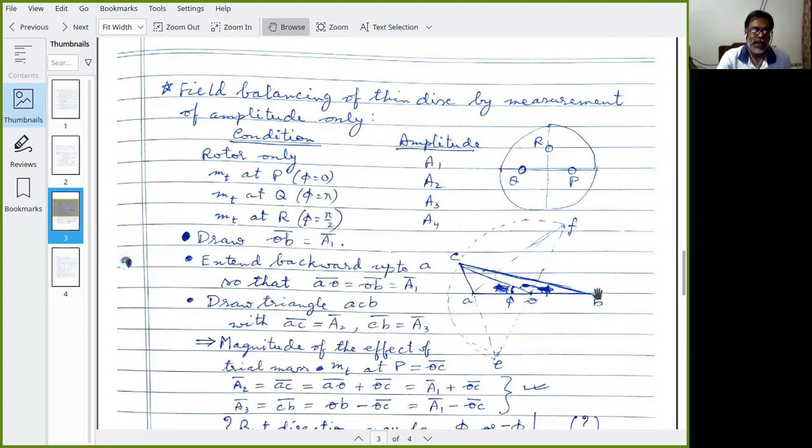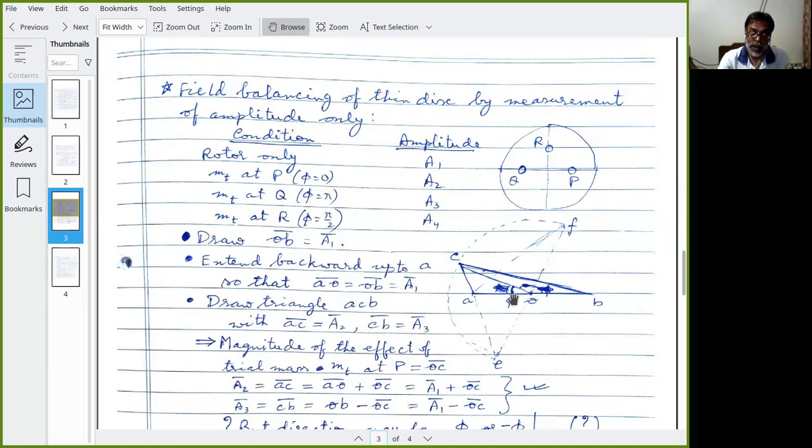After drawing the triangle, you have got the triangle ACB. Now you try to work out the magnitude of the effect of the trial mass. And you see that it will be OC. Why will it be OC? Because A2, which is AC, is AO plus OC, and AO is A1. So A2 is A1 plus OC.